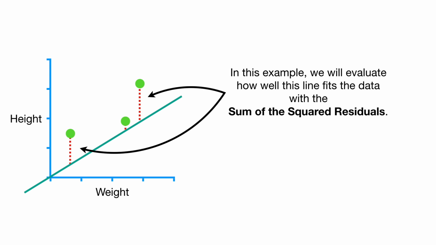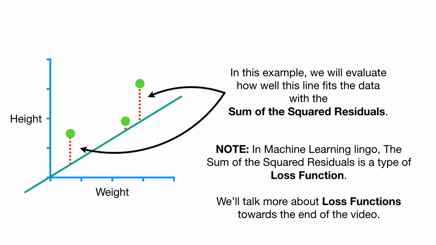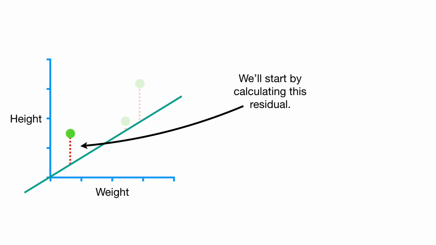In this example, we will evaluate how well this line fits the data with the sum of the squared residuals. Note, in machine learning lingo, the sum of the squared residuals is a type of loss function. We'll talk more about loss functions towards the end of the video. We'll start by calculating this residual.